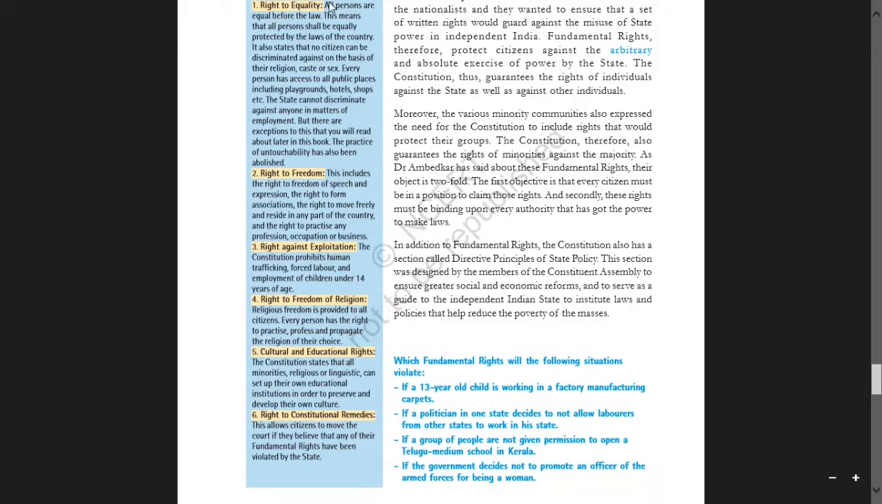They are: right to equality. All persons are equal before the law. This means that all persons shall be equally protected by the laws of the country. It also states that no citizen can be discriminated against. No citizens can be looked down upon on the basis of their religion, caste, or sex. No one can discriminate against them. In our fundamental rights, the first fundamental right, that is right to equality, mentions so.